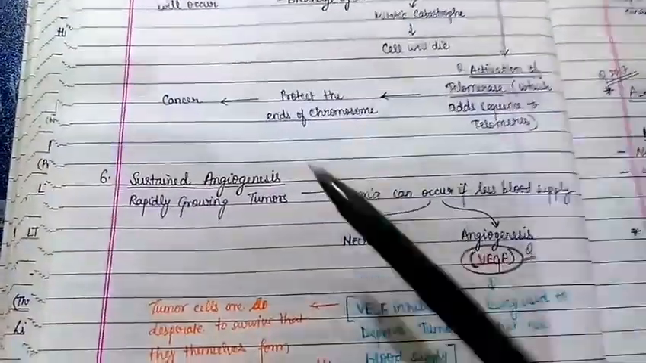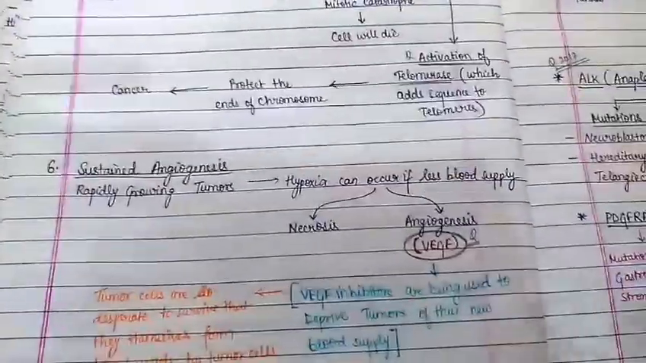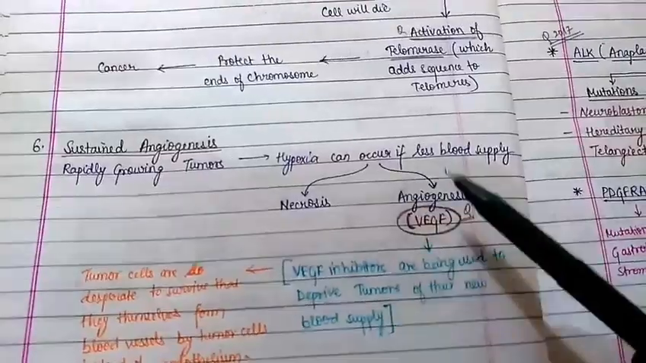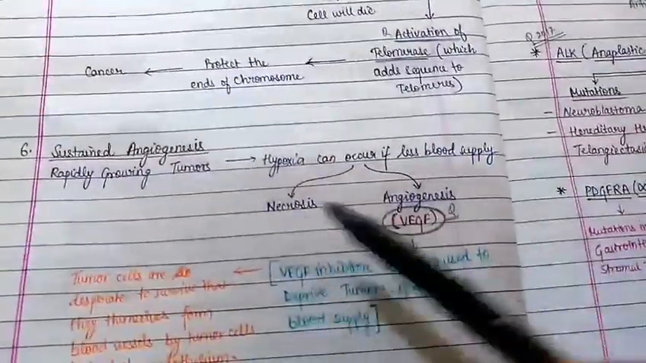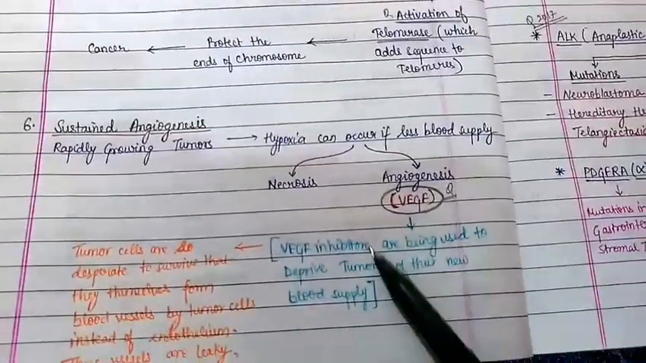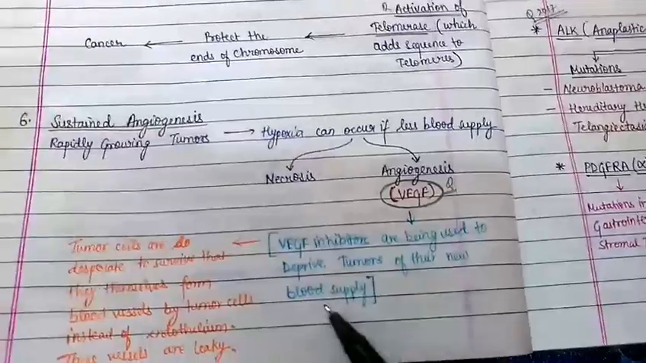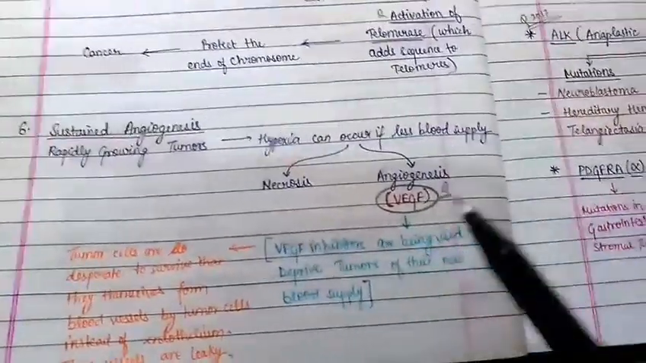Clear? Now the fifth one is sustained angiogenesis, because there are rapidly growing tumors and they can cause hypoxia. Hypoxia can occur if there is less blood supply, because rapidly growing tumors need more supply. So there will be hypoxia, and hypoxia will lead to either necrosis or angiogenesis. Angiogenesis is stimulated by VEGF, and VEGF inhibitors are being used to deprive tumors of their new blood supply. Clear? So we can also use VEGF inhibitors in our treatment.